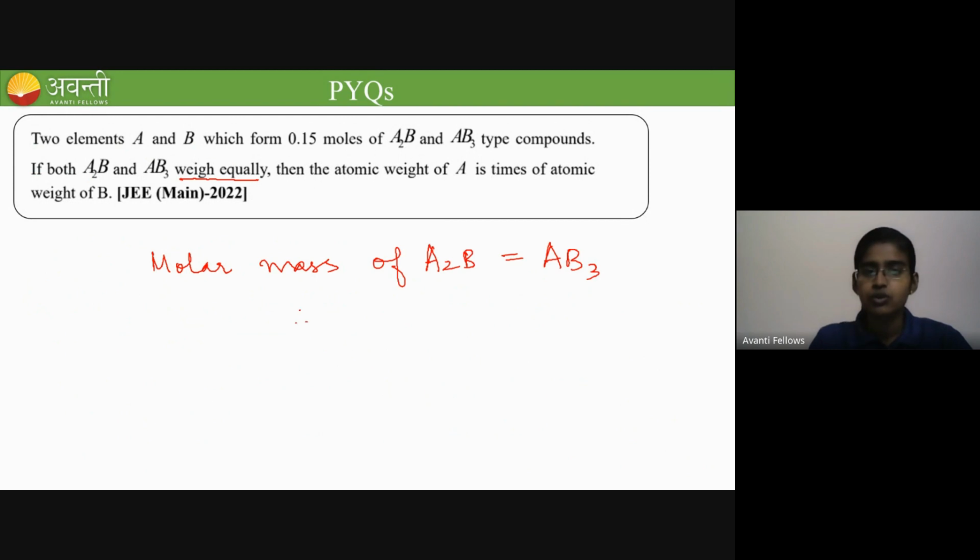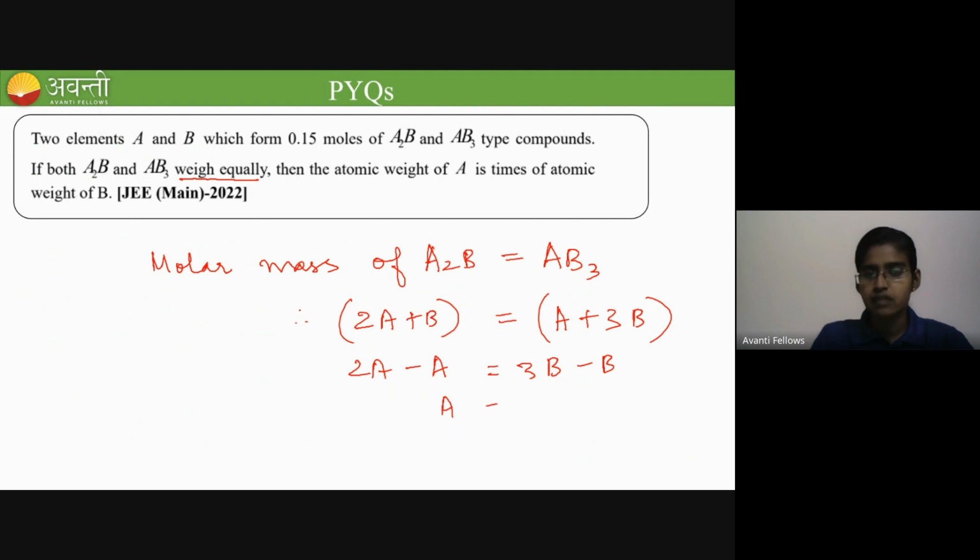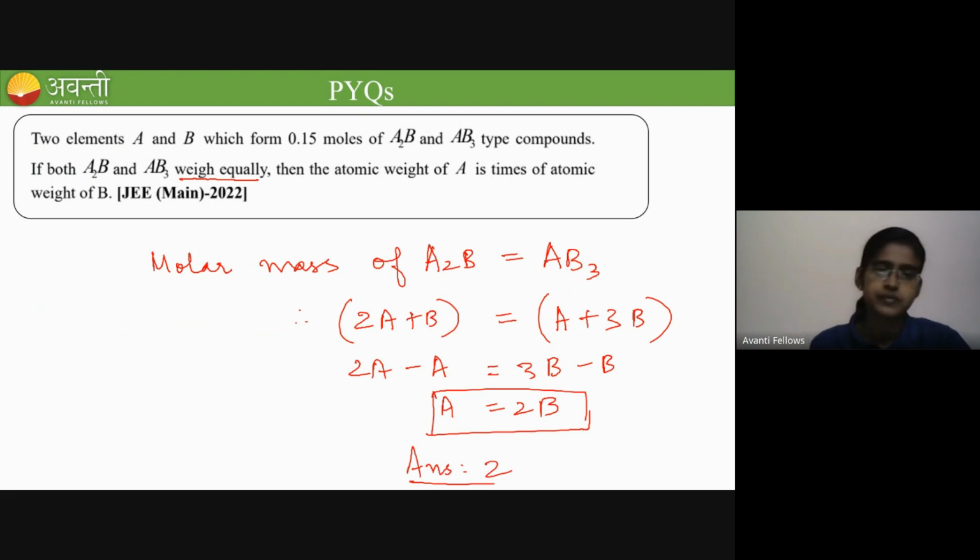So therefore, 2A plus B on the left hand side should be equal to A plus 3B, right? So just bring this here. 2A minus A will be equal to 3B minus B. So it is A which is equal to 2B. So the answer is 2. The correct answer is 2. So the atomic weight of A is 2 times the atomic weight of B.